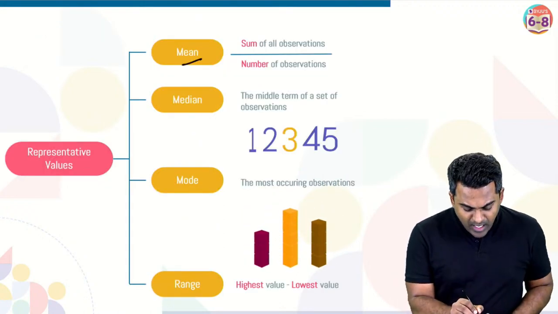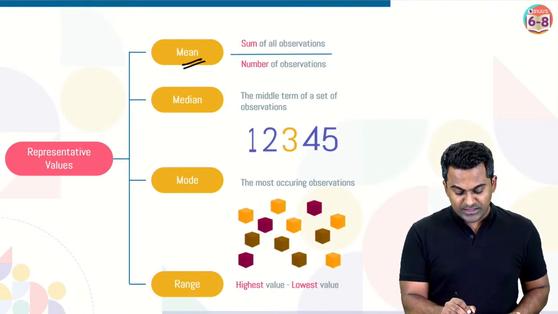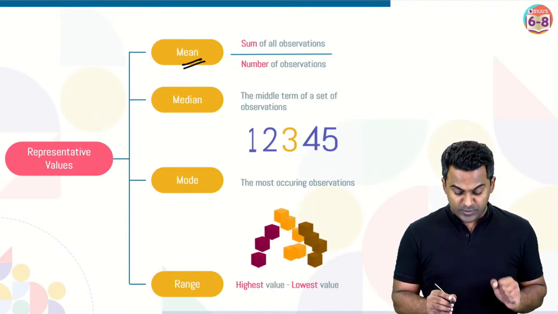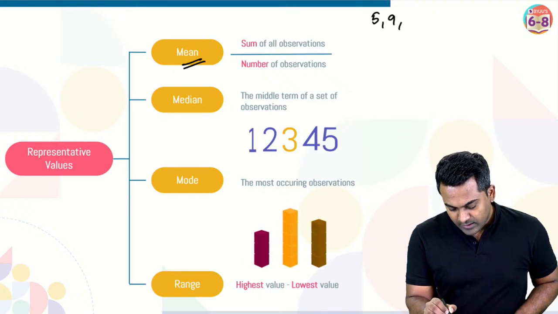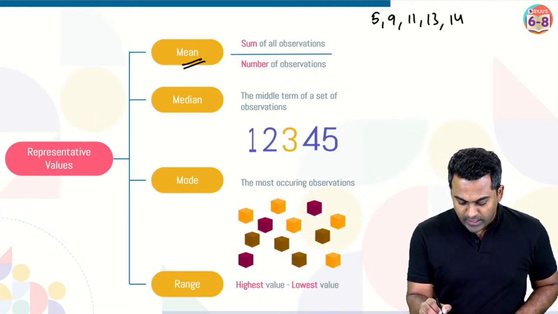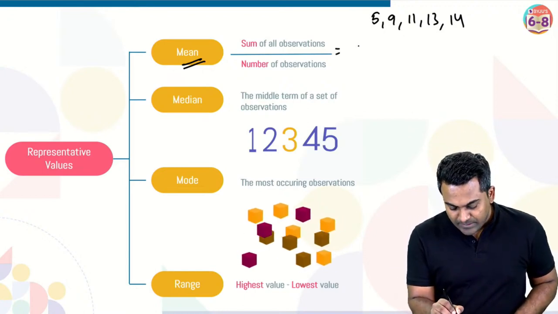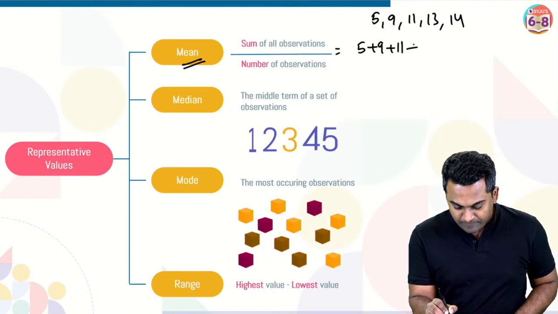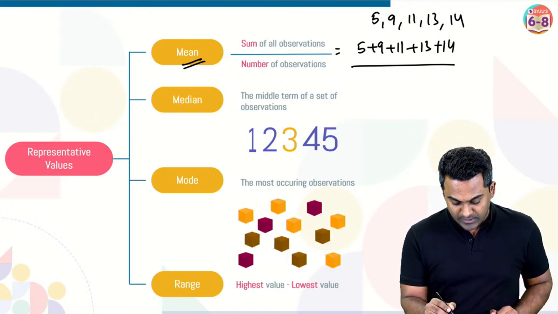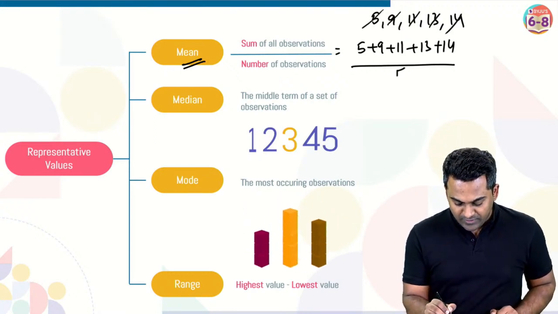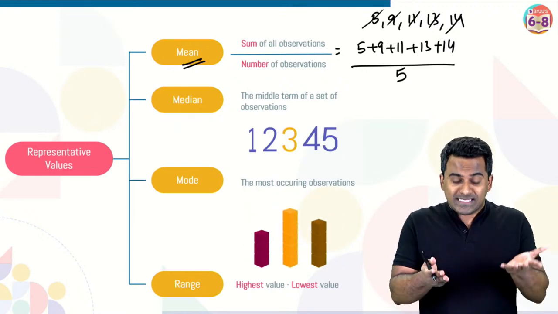Next, we covered these concepts. We've seen how we calculate mean. What is mean? The sum of all the observations divided by the total number of observations. Like, to give you an example, let's say 5, 9, 11, 13, 14. Let's say I want to figure out the mean of this data. What am I going to do? I'm going to add up all these numbers, 5 plus 9 plus 11 plus 13 plus 14, and then I would divide it by the total number of observations. So how many? 1, 2, 3, 4, 5. So there are 5 observations. I divide that by 5. So mean, or average, it's also called average, right?